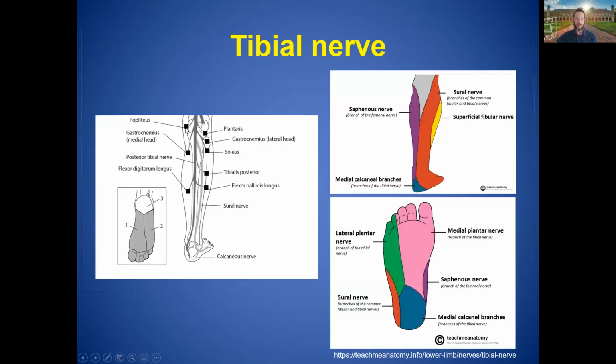So here is a pictorial representation of the motor innervation of the tibial nerve as it moves down the posterior compartment, as well as the sensory contributions of the medial and lateral plantar nerves at the foot, the calcaneal branch to the heel, demonstrated here, as well as lateral and medial here. This is the sural, and then the saphenous nerve here on the medial aspect.